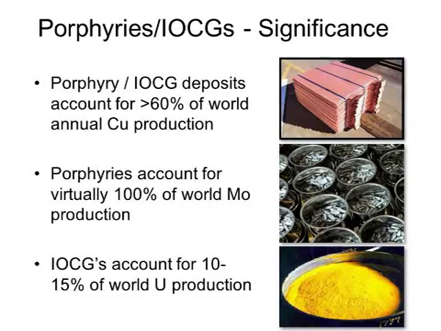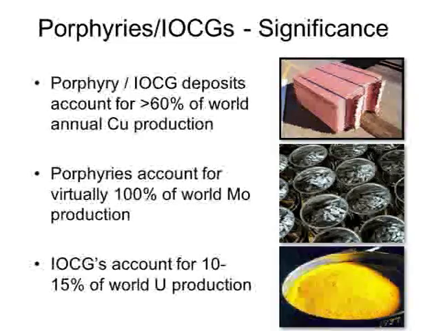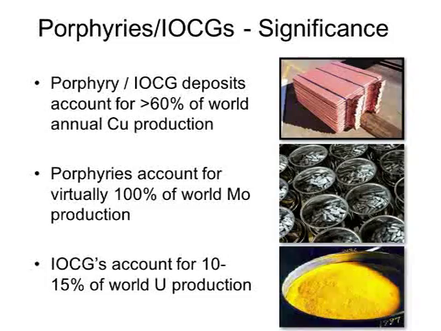Porphyry deposits and IOCGs are the world's primary source of copper, and they account for more than 60% of the copper production globally. But in addition to copper, they also supply 100% of the world's molybdenum production, 10 to 15% of global uranium production, and a significant proportion of the world's gold production. In short, they make up a critical group of deposits.